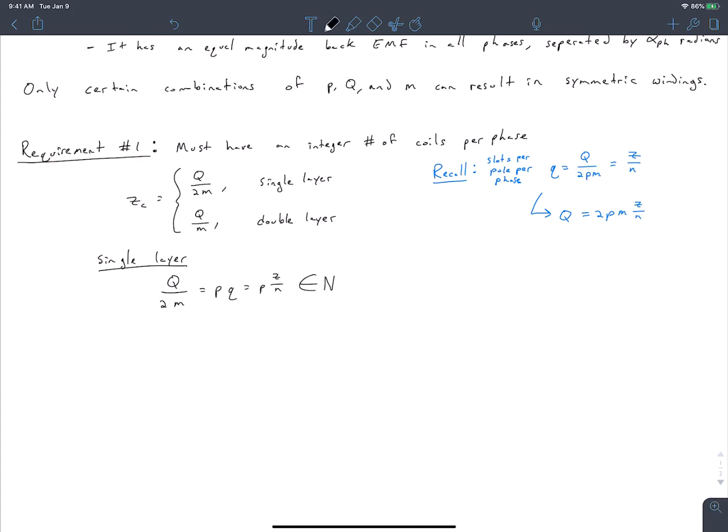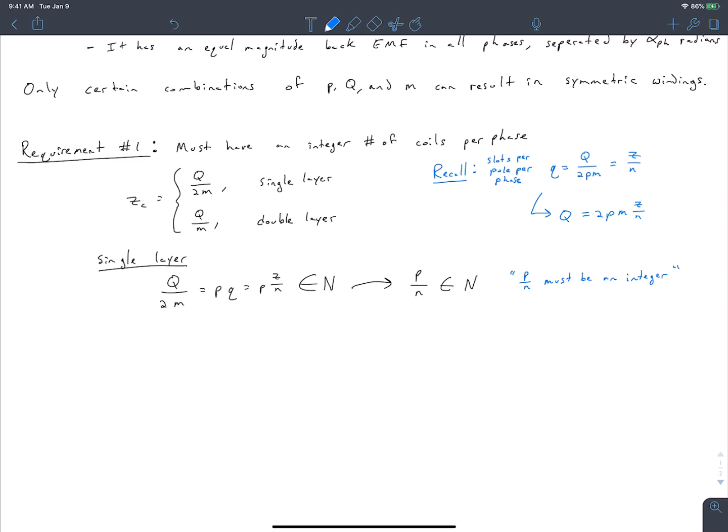And for a single layer winding, we get that Q by 2m, which is the number of coils per phase, is equal to little p times our slots per pole per phase, which is then equal to p times z by n. And this quantity, p times z by n, must be an integer in order to have an integer number of coils. And since z by n is a fraction and it contains no common divisors, this means that p by n must be an integer. And this, what I just wrote out here, is math notation for saying that p by n must be within the set of natural numbers or integers.